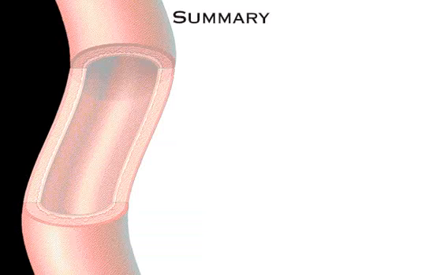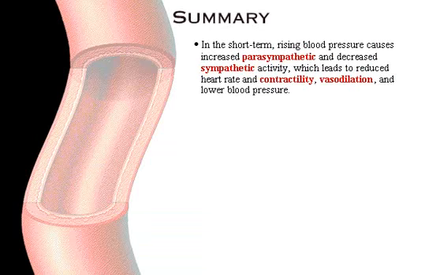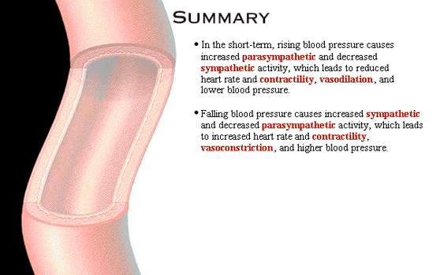Here's a summary of what we've covered. In the short term, rising blood pressure causes increased parasympathetic and decreased sympathetic activity, which leads to reduced heart rate and contractility, vasodilation, and lower blood pressure. Falling blood pressure causes increased sympathetic and decreased parasympathetic activity, which leads to increased heart rate and contractility, vasoconstriction, and higher blood pressure.